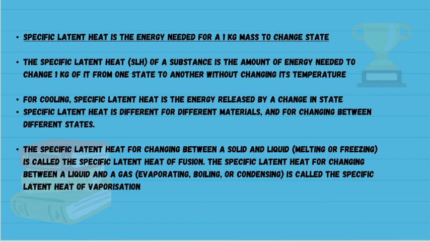Specific latent heat is the energy needed for a 1 kg mass to change state. The specific latent heat (SLH) of a substance is the amount of energy needed to change 1 kg of it from one state to another without changing its temperature. For cooling, specific latent heat is the energy released by a change in state. Specific latent heat is different for different materials and for changing between different states.